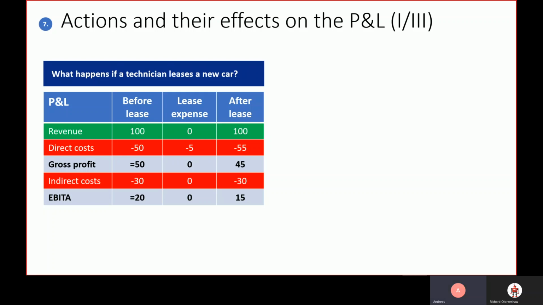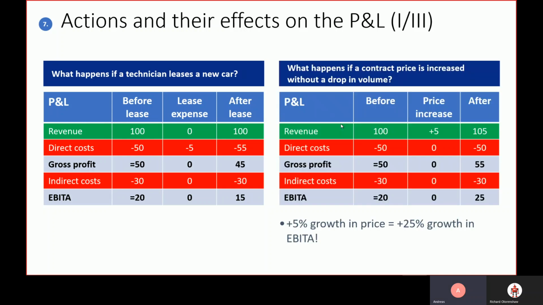So you see the revenue, direct cost, gross profit, indirect cost, and EBITDA before the lease. And when we then lease that car, you will have a direct cost impact of 5K. And after that lease, you will see how that flows through in the P&L. So prior to the lease, you had an EBITDA of 20, and after the lease, you now have an EBITDA of 15. So it's affecting your direct costs, reducing your gross profit, and then flows through down to EBITDA.